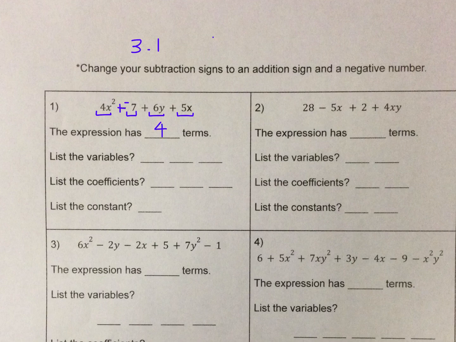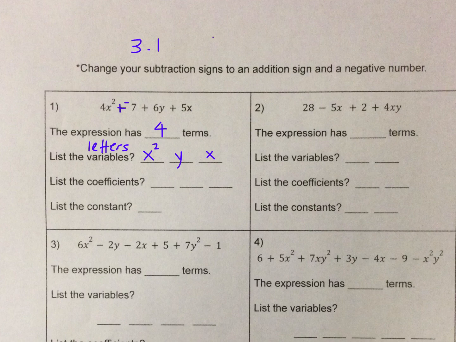Okay. List the variables. Our variables are our letters. Another word for variable is letters. So I have an x squared right here, and I have to put that squared. Remember, it's like it's his last name. You got to do the whole thing. Then I see a y, and then I have a regular x. So those are my variables.